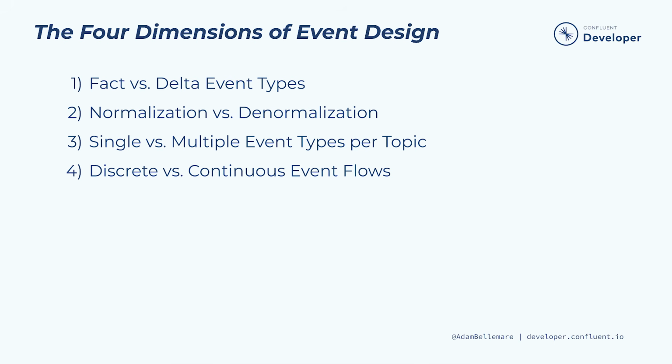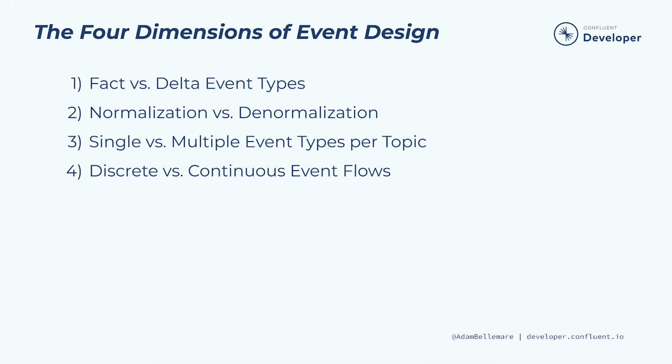In the following modules, we'll be going into the 4 main dimensions of event design, mixing in some hands-on exercises and capping it off with a series of best practices. The first dimension, facts versus delta events, pertains to the event structure, the recording of a whole fact versus just the fields that have changed.